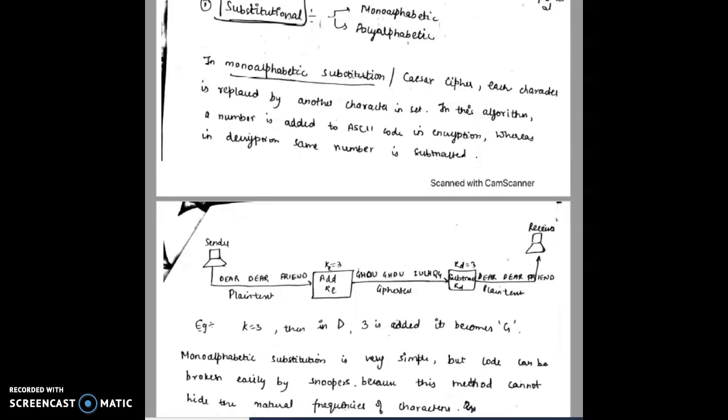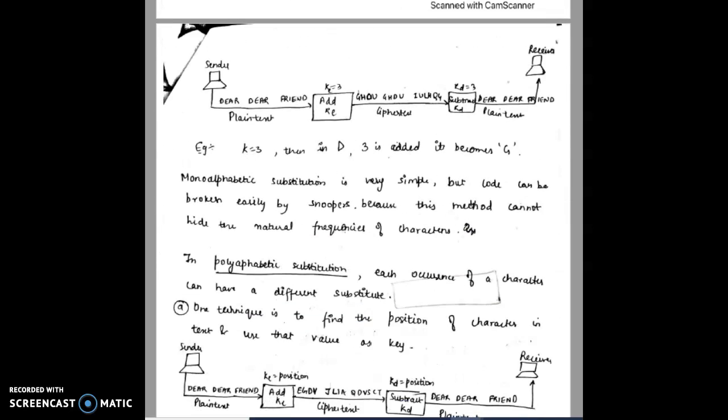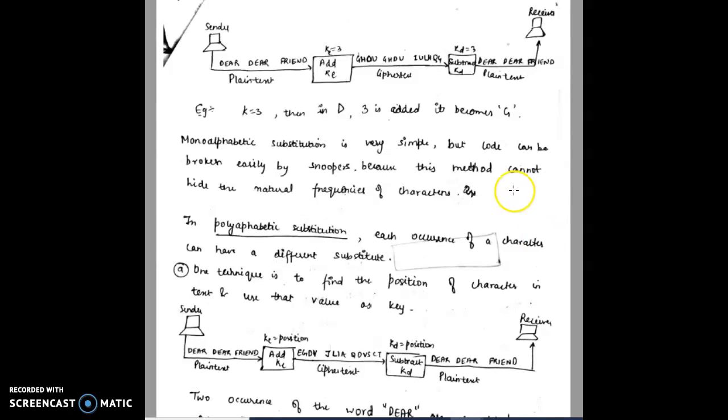This is your mono-alphabetic, but there is a disadvantage in this mono-alphabetic, that easily the snipers get to know the occurrence. With the occurrence of characters like G being the same, they can make out the positions with the natural frequency of the characters. You can easily decode it. This is not a foolproof encryption method.